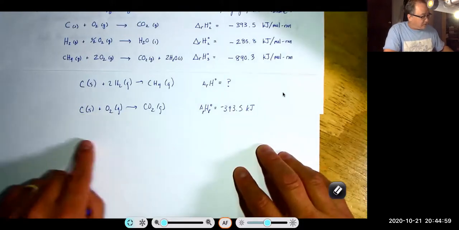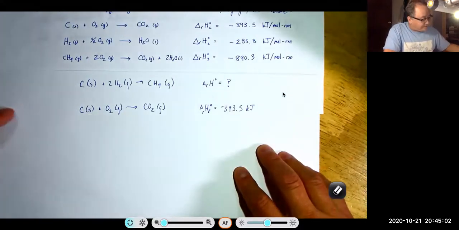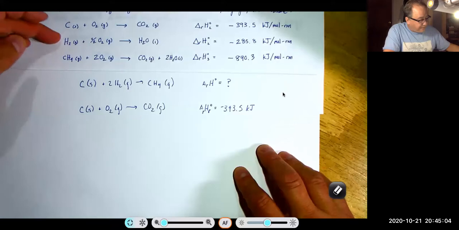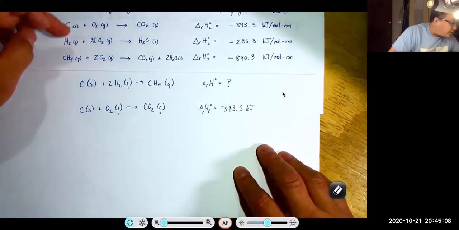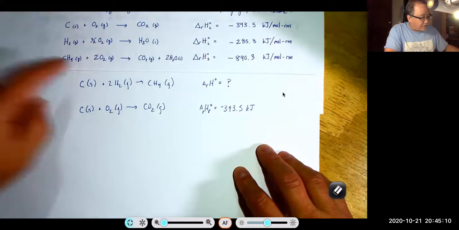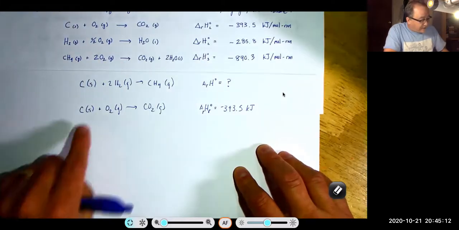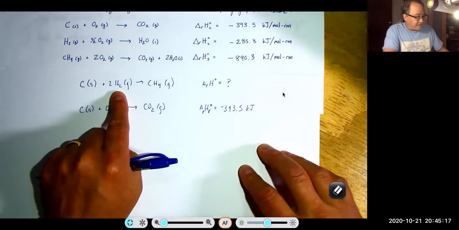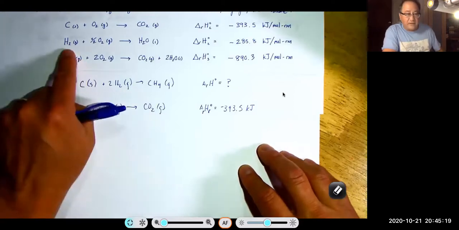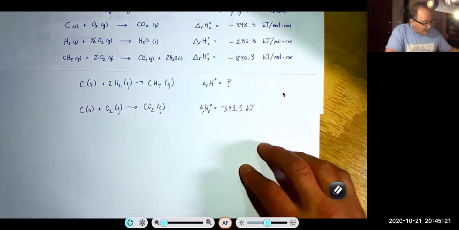Okay, so here you can see that in this next reaction, I've got H2 plus 1/2 O2 gives you H2O. And you can see here, I need two H2s. And so I'm thinking, you know what? If I need two H2s and this only has one of them, I'm going to double that reaction.